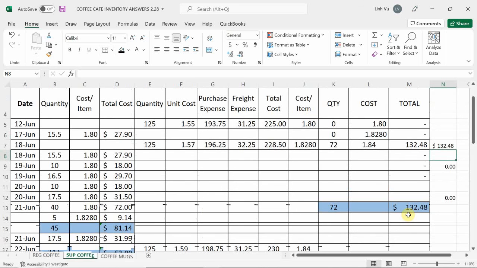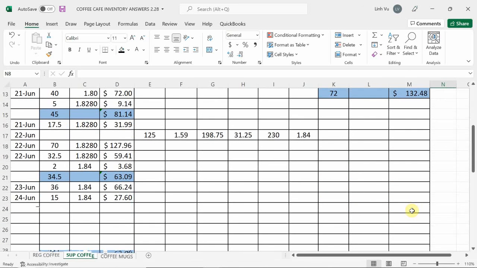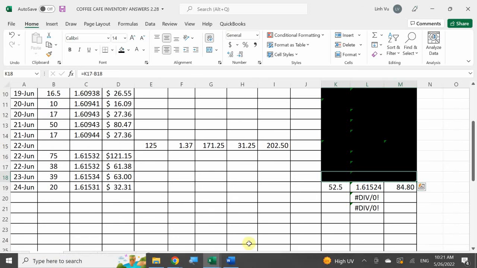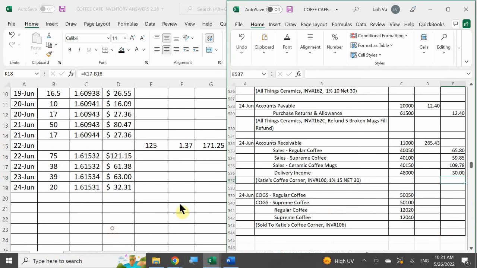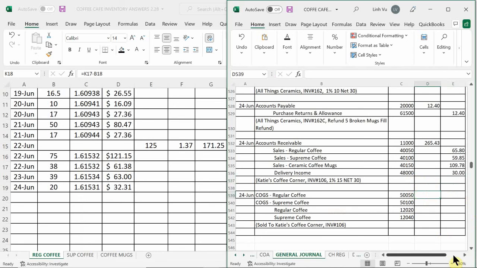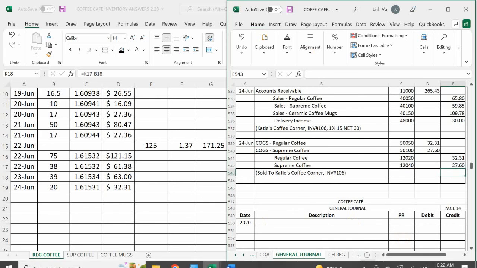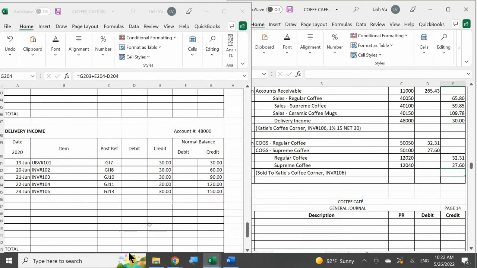So I have 132.48 left in my inventory, and I just sold $27.60 worth of Supreme coffee and $32.31 for regular coffee. So let's plug those numbers into my inventory. 32.31 and 27.60. Okay. So let's go ahead and update my ledgers to match my inventory worksheet.